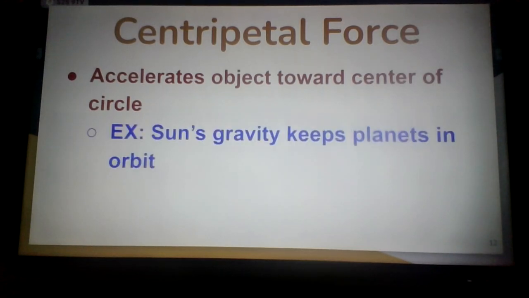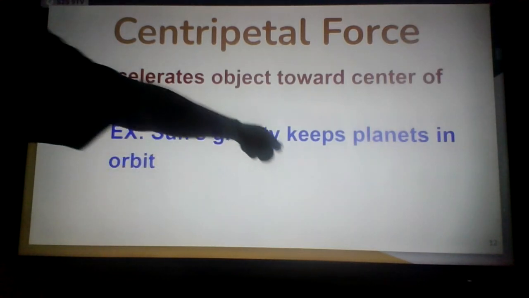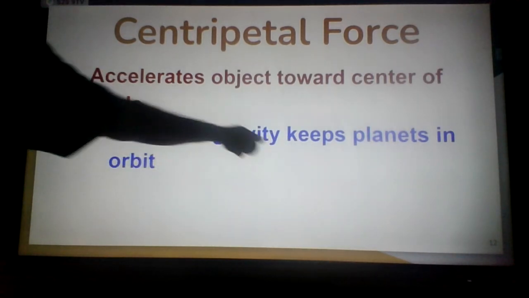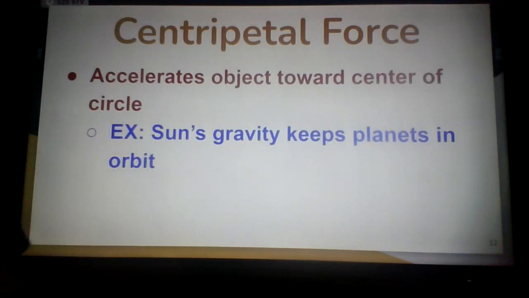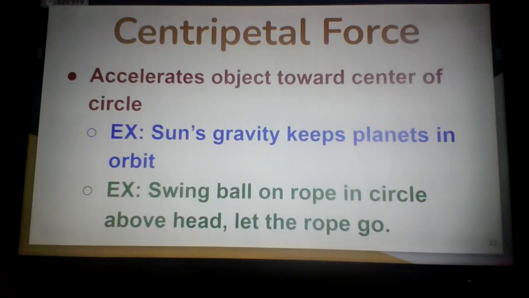For example, you know this already. The sun's gravity keeps the planets in orbit. Without the sun pulling, instead of a circular pattern, the planet would go off in a straight line. But because the sun's mass is so much larger than the Earth's, that sun's going to keep the Earth in orbit by gravitational pull.